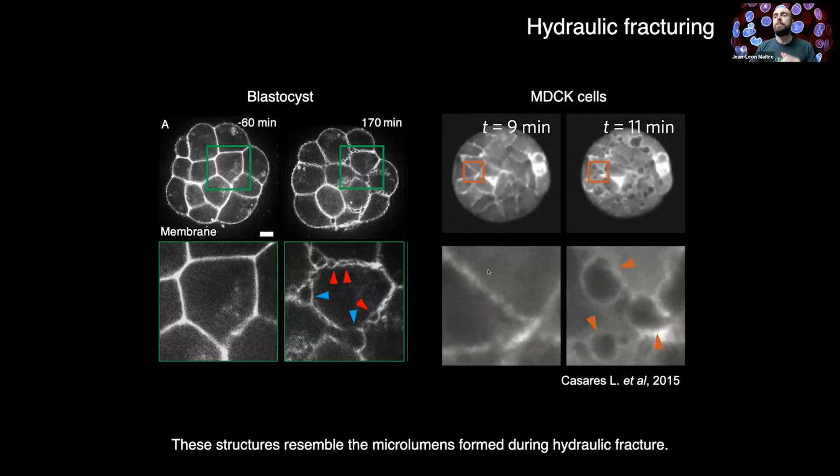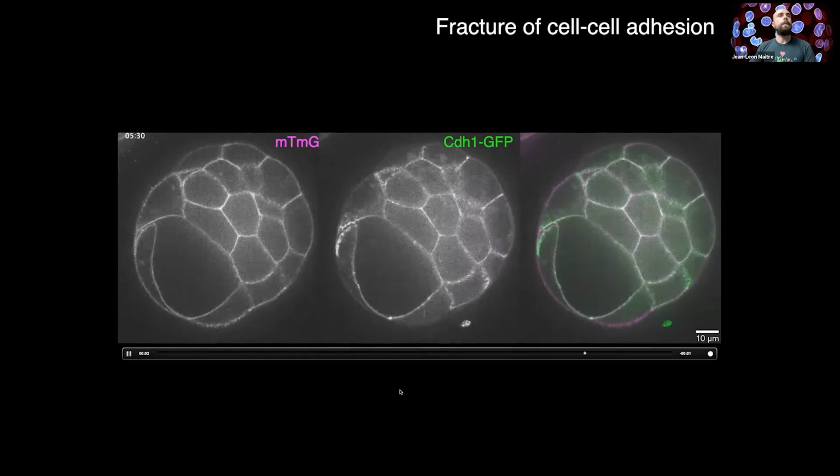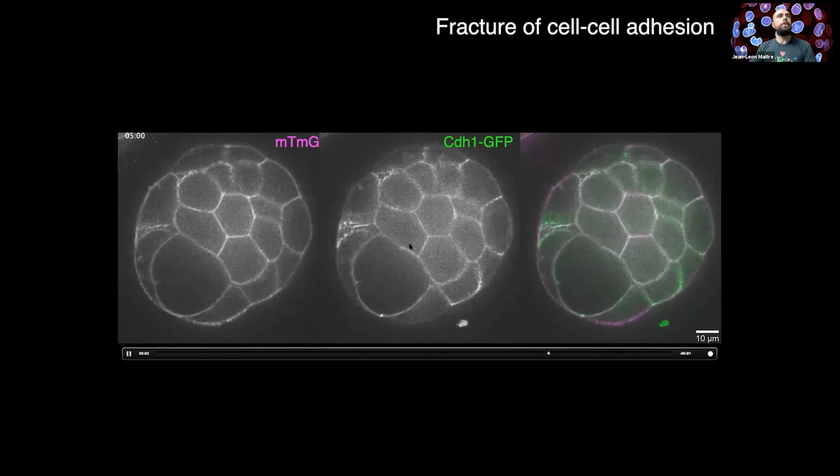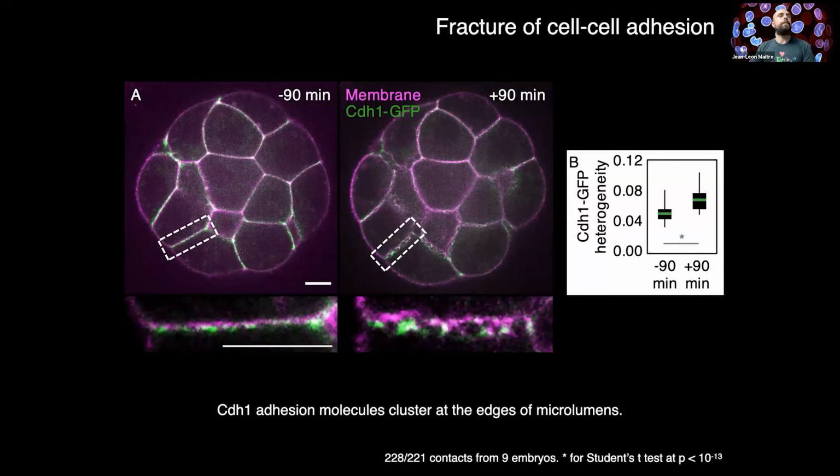And then we looked into the adhesion molecules, which must be displaced and separated during this process. And this is E-cadherin. Here this is labeled with GFP, this is CDH1-GFP in green. And what you can see is that the adhesion molecules are initially fairly homogeneously localized at the cell-cell contact. When the microlumens are appearing, the adhesion molecules are displaced. And this is an overview of the embryo. What you can see here in this close-up is that initially you have a fairly homogeneous signal of E-cadherin, and eventually when the microlumens are forming, the adhesion molecules are pushed to the sides of the microlumens.